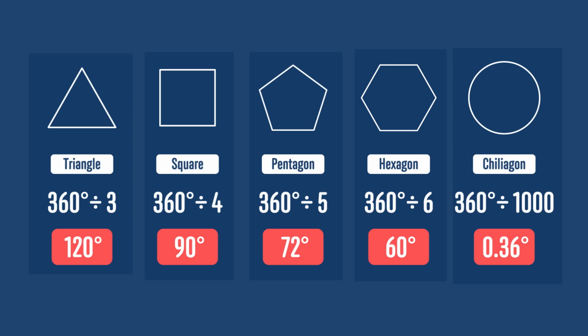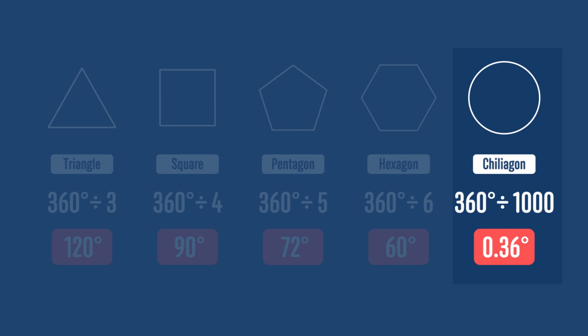As the number of sides gets bigger, the exterior angles get smaller, all the way down to just 360 divided by 1,000, or 0.36 degrees for our 1,000-sided chiliogon, and at that point the turn is so slight that it would probably feel just like walking around a circle. So that's the exterior angles.